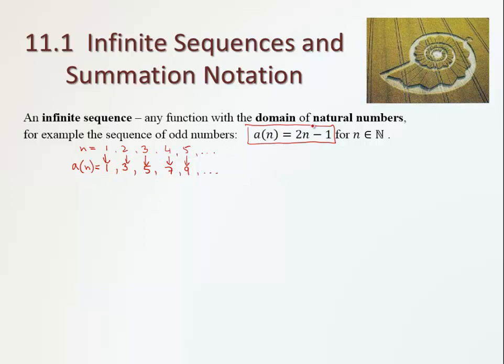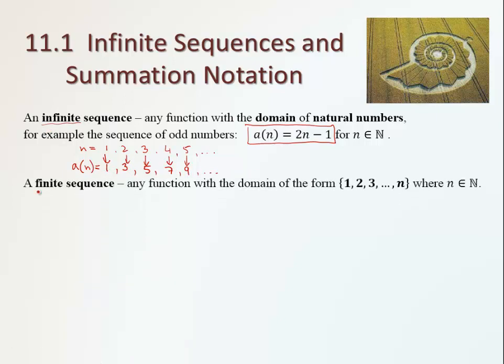Okay, so if our domain is all natural numbers, we'll produce an infinite sequence, because such a sequence has infinitely many terms. Well, we can also talk about a finite sequence. That's just enough to take for a domain the first finite number of elements from natural numbers. So if the domain of a sequence is from 1 to n, where n is a natural number, such a sequence is called finite.